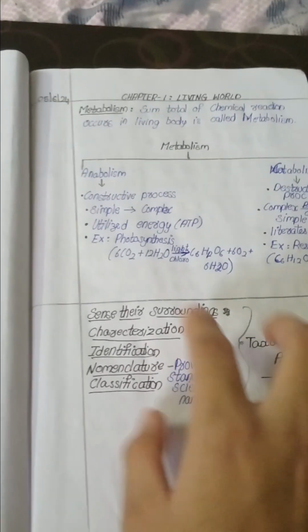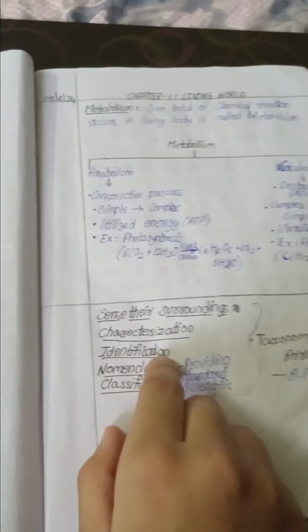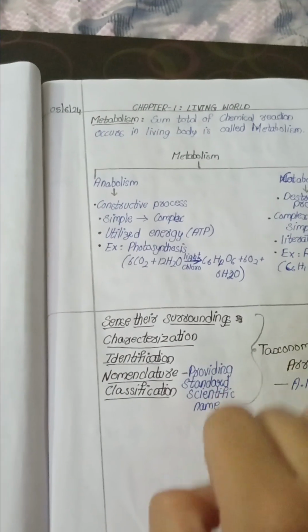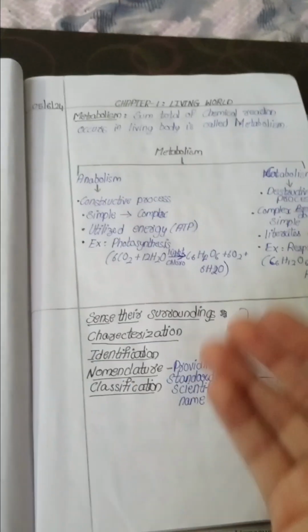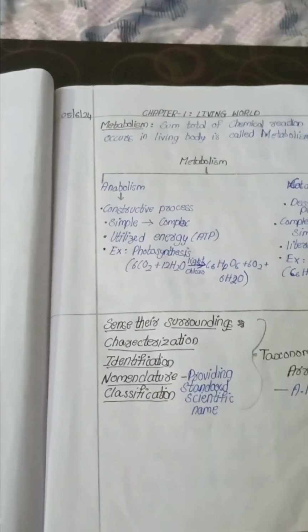Characterization means the characteristics of the organism. I mean, all organisms are not the same, right? Identification of the organism. Nomenclature means providing a standard scientific name. We'll discuss nomenclature in more detail later. Classification means the classification of organisms. So first, what is nomenclature?